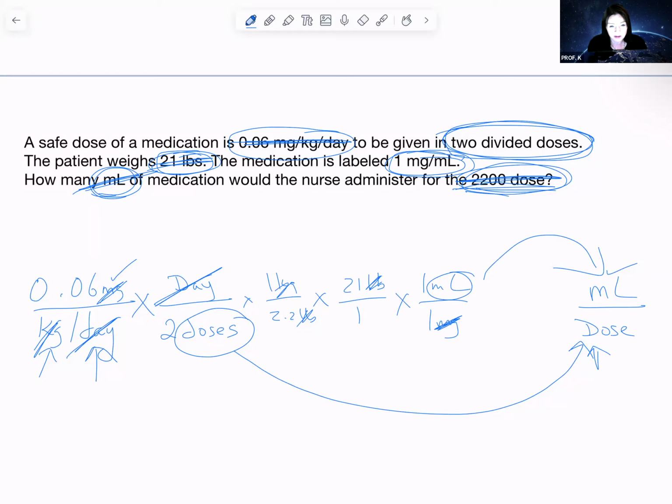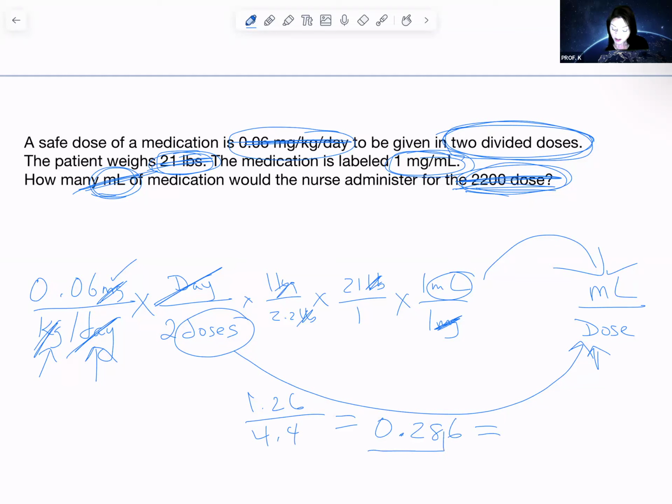Now it's just math. This setup is everything. So let's do the math, and it's gross, I know. So 0.6 times 21 is 1.26. I'm going to write it down here. And 2.2 times 2 is 4.4. When I divide that, it gives me 0.286.